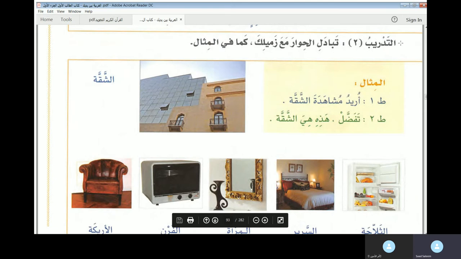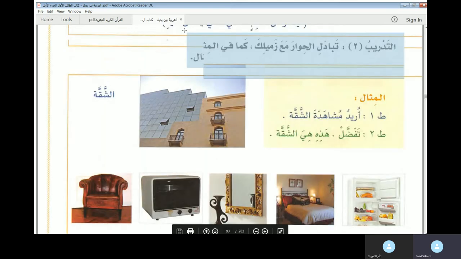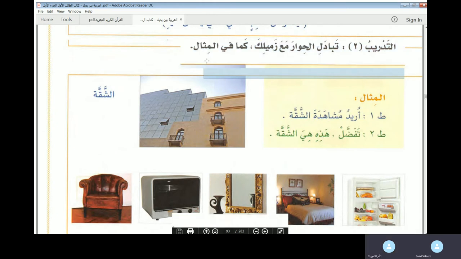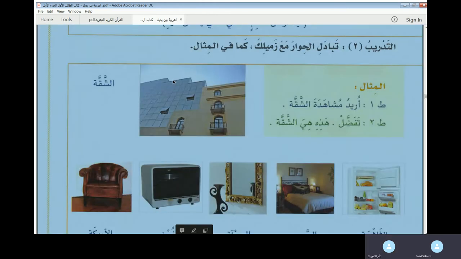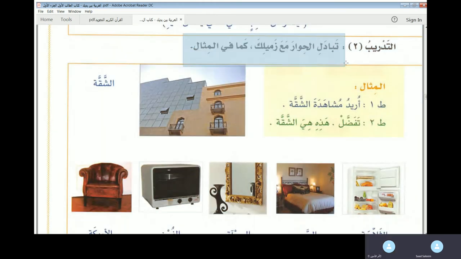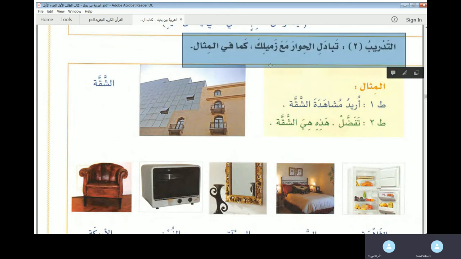Okay, next we have At-Tadrib Al-Thani. Start it. At-Tadrib Al-Thani: Tabadhal lil-hiwar ma'a zamilika kama fil mithal. Exchange dialogue with your colleague, like in the example.